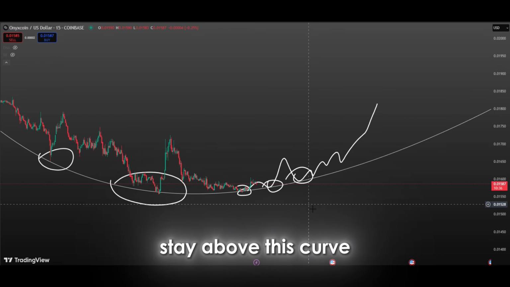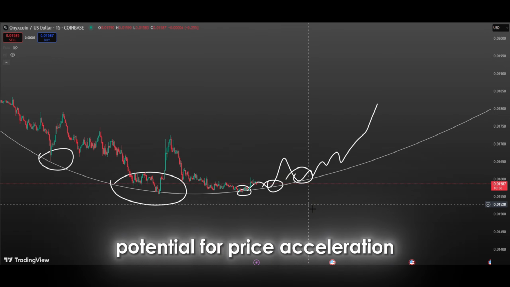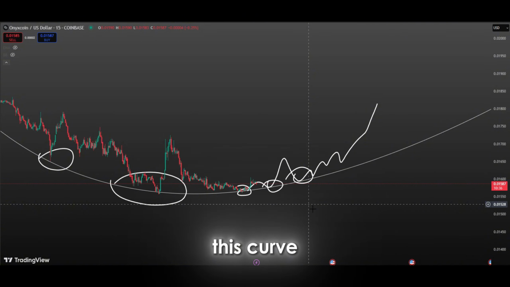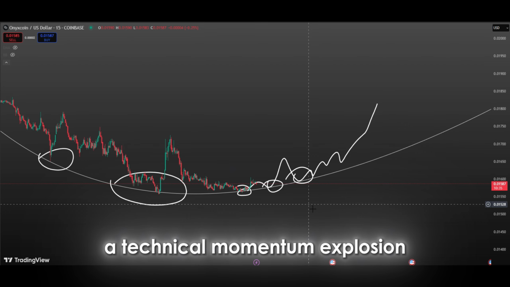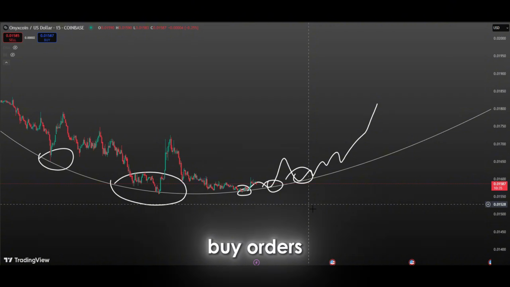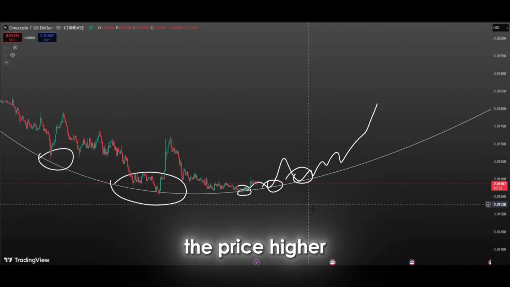The longer you stay above this curve, the greater the potential for price acceleration. Especially if the price bounces off this curve and makes an upside breakout, this can create a technical momentum explosion. Because a bounce in line with technical structures would lead to an increase in buy orders, which would push the price higher. But we can't decide the analysis with the curve alone. Let's look at other metrics.